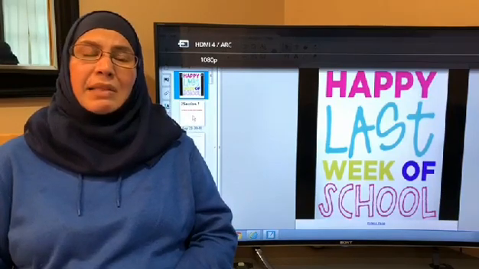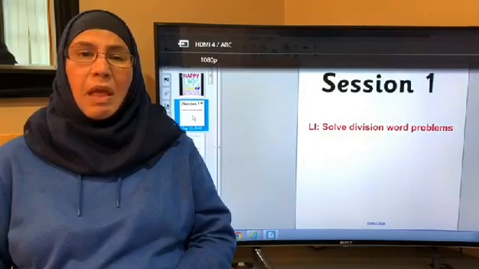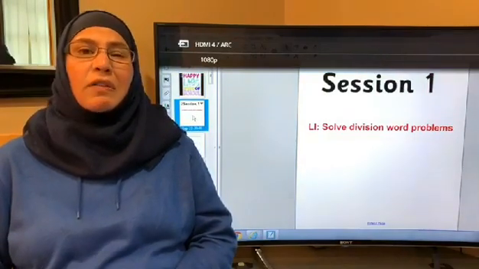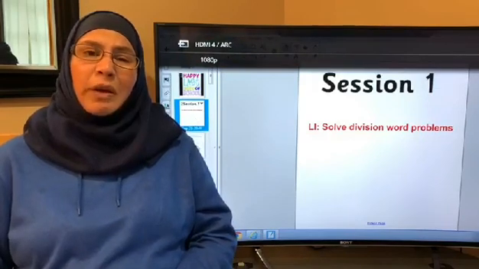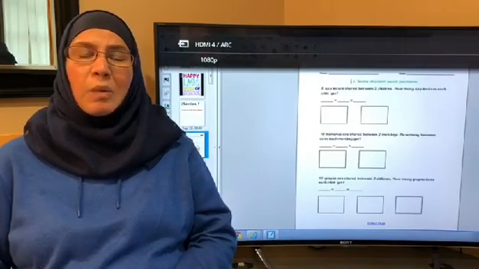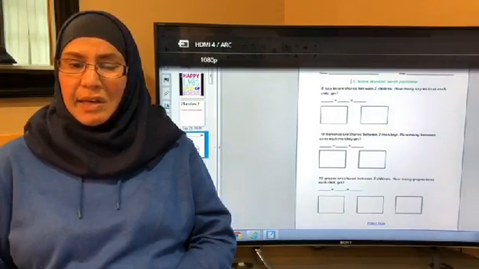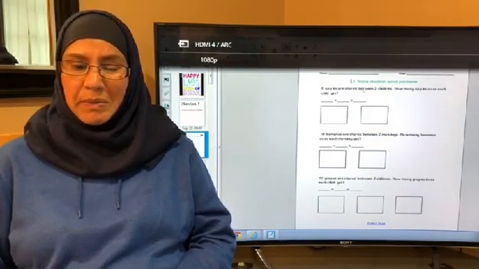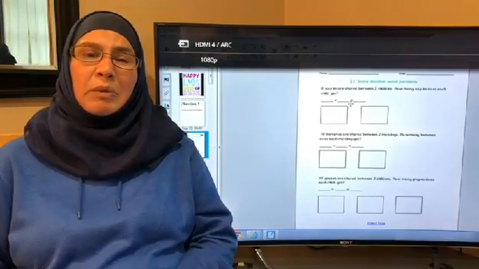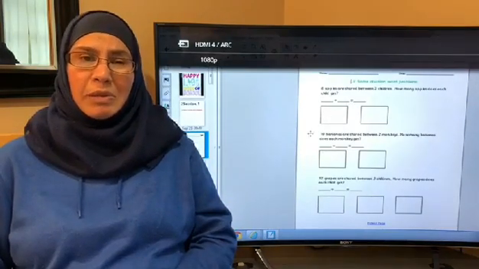So in Maths, Session 1, the learning intention is solve division word problems. If you look in your work packs, you should have a worksheet just like this. The learning intention says solve division word problems. Let's just read through these problems to make sure that you're able to read them clearly.